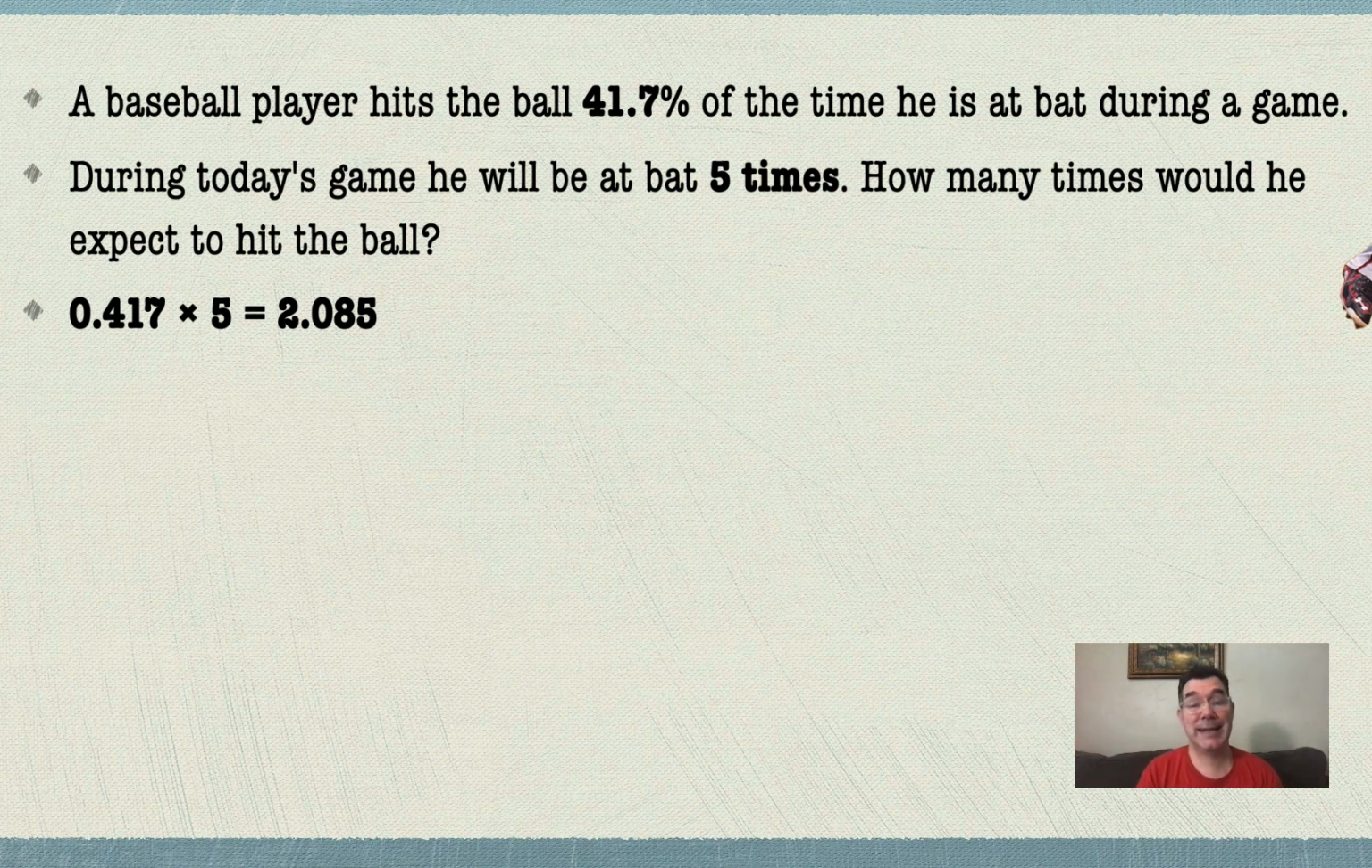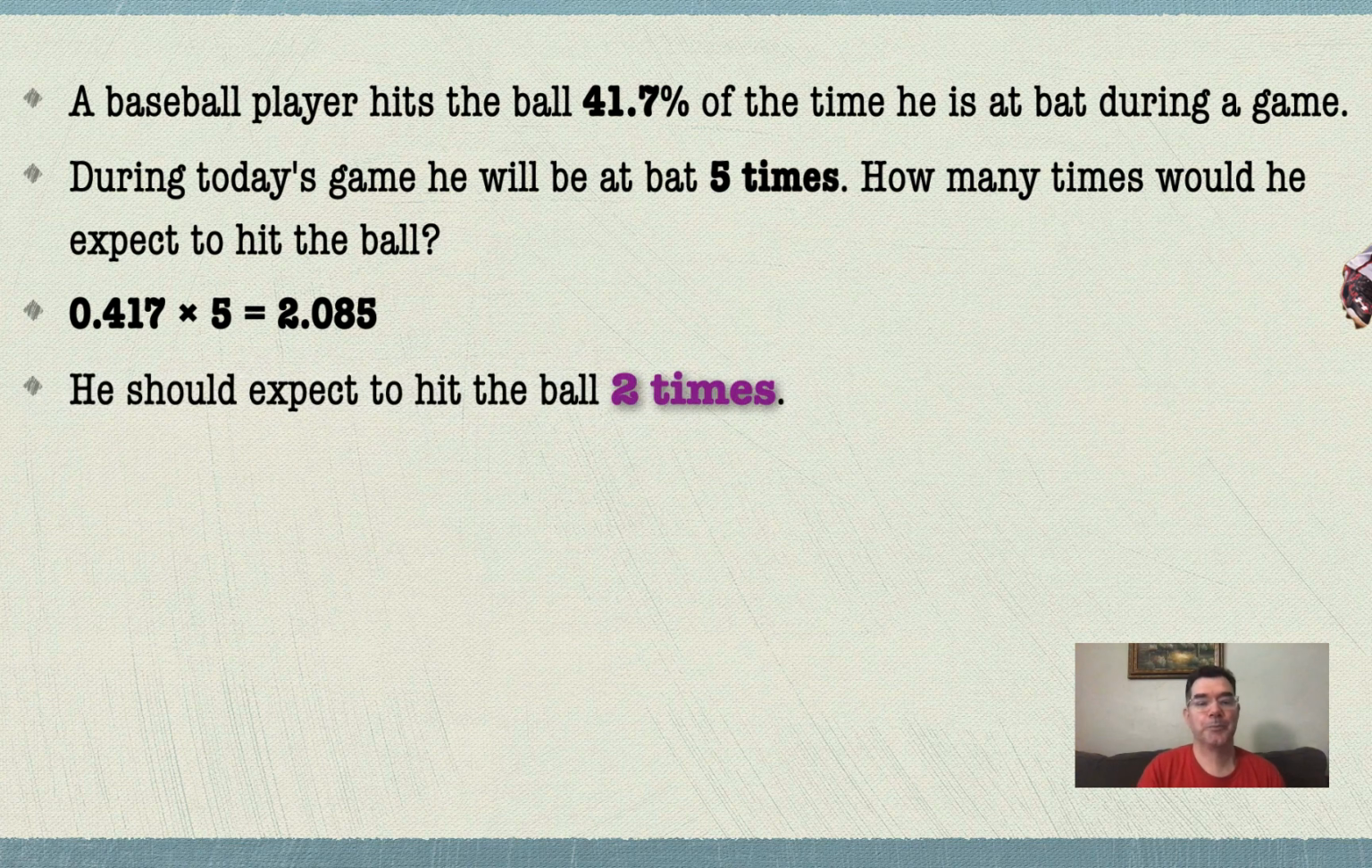Now, yes, that's a decimal because it is a probability. So he will either hit the ball 2 or 3 times, more than likely based on how much closer that decimal is to 2 than it is to 3. I would expect him to hit the ball twice. All right.